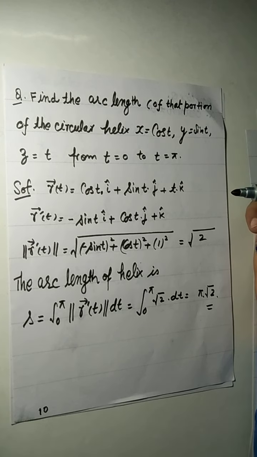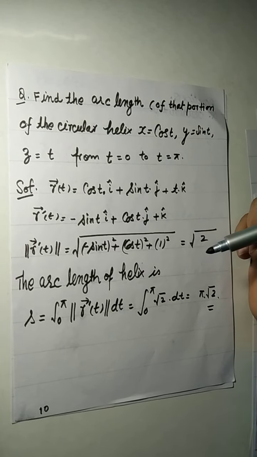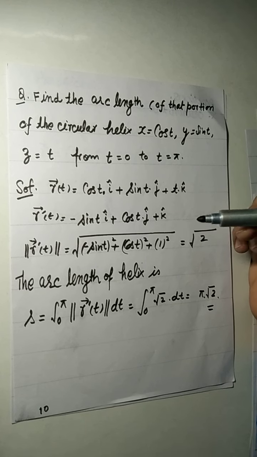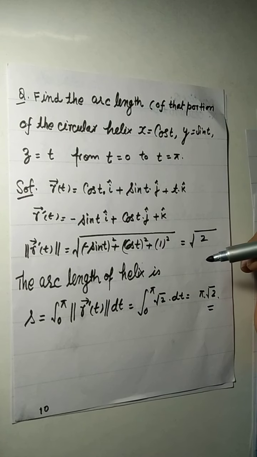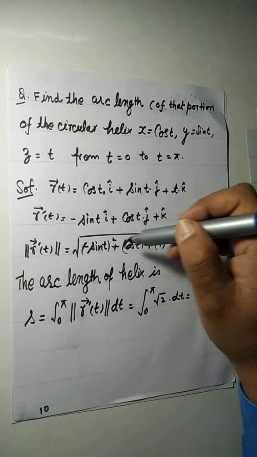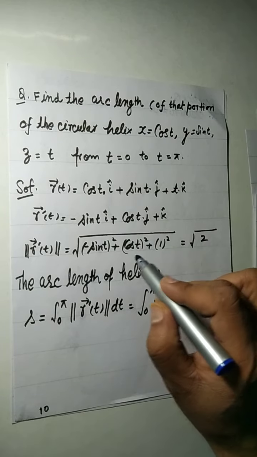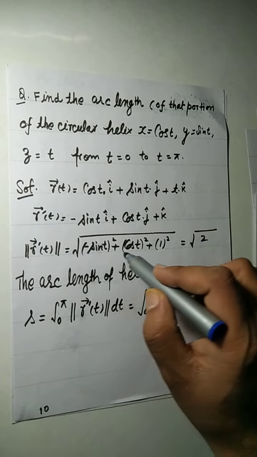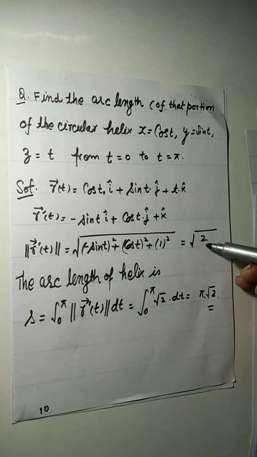And taking differentiation with respect to t, as here t is the parameter, we will obtain this one. And the norm or length or magnitude will be this one. After simplification, because sin square t plus cos square t is 1, here this thing will be 1 and 1, so the square root of 2.